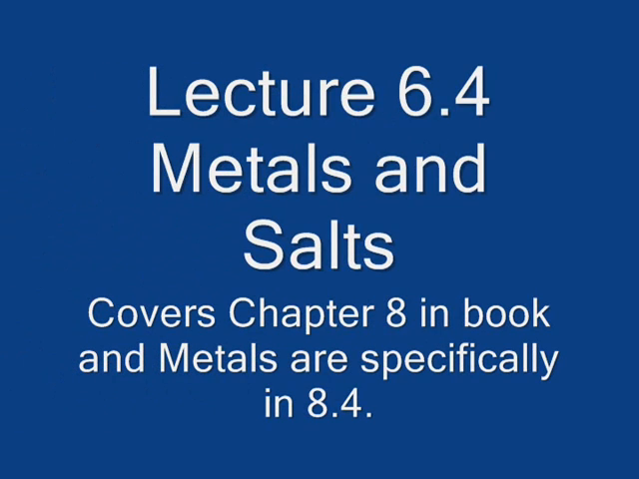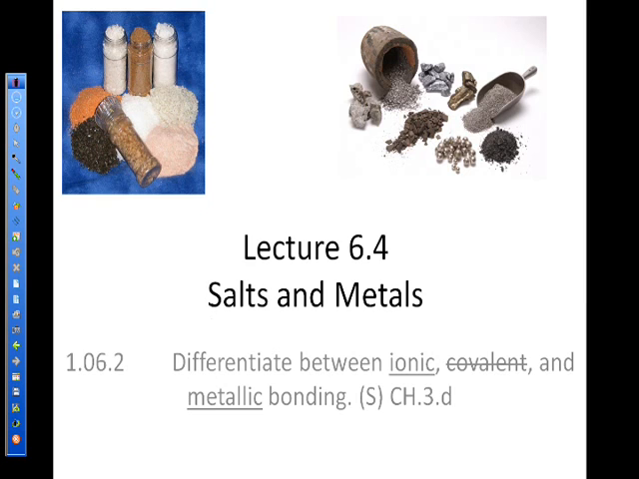Alright, this is going to be lecture 6.4, salts and metals. We're going to look at, again, some physical and chemical properties of salts, and then also look at metals and compare the two. The thing that you need to know for this is the difference between ionic and metallic bonding. Even though it says covalent bonding here, we're not going to talk about that yet. So we're going to stress the ionic and the metallic bonding.